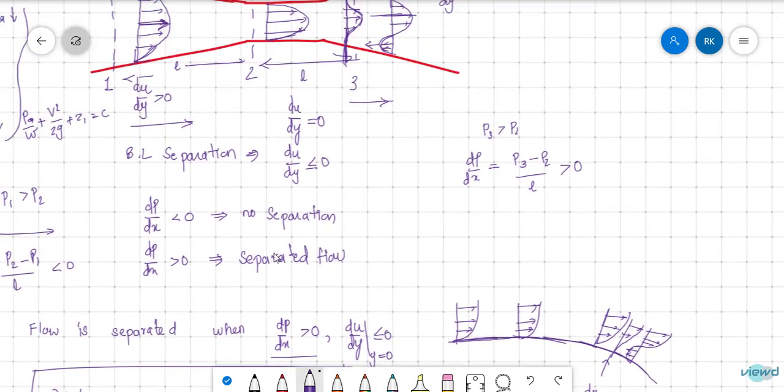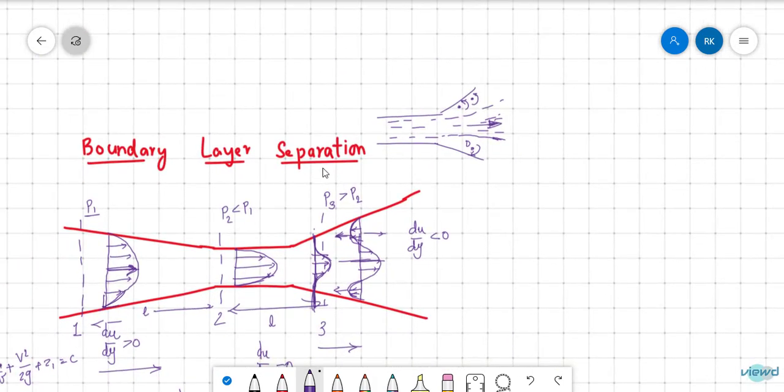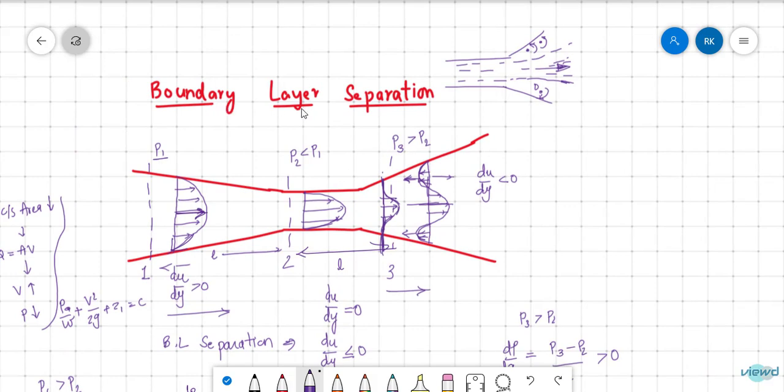Now, calculations have to be done for boundary layer separation, and we need to maintain the flow such that boundary layer separation does not occur. In order to avoid this, where is boundary layer separation forming? When the flow is accelerated, there will be compression of the boundary layer. That means no boundary layer separation is occurring.